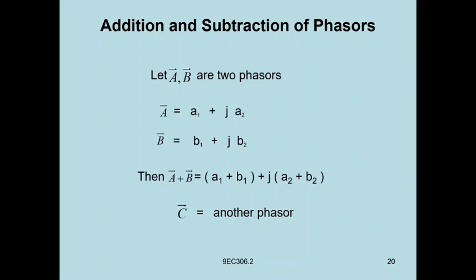Like that, we have to add or subtract the phasors. And the outcome is another phasor, that is C or D or whatever it will be. By adding two phasors, or subtracting two phasors, the outcome is another phasor. This is the addition and subtraction of phasors of a sinusoidal wave.